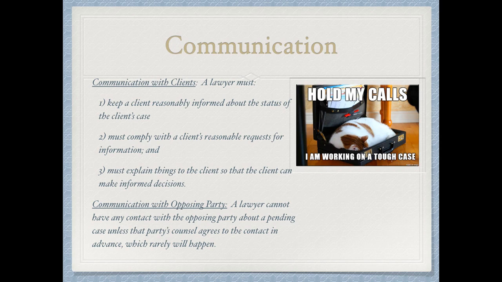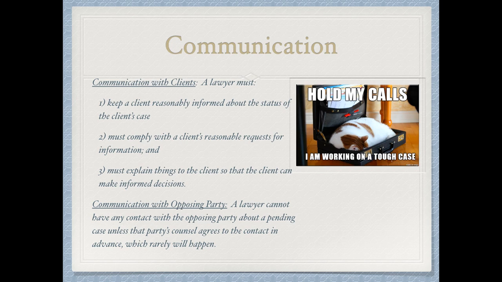I cannot, as the legal representative of Mary Smith, contact John. I have to contact John's attorney if I want to give any communication in that direction. The only time I can talk to John is if John's attorney says it's okay. That almost never happens. Okay, what if John doesn't have an attorney? Well, then I have to talk to John. He's representing himself. He's acting as his own attorney. So just like I could talk to his attorney, now I can talk to him. But anytime there is a situation where a client is represented by counsel, the only communication that can happen is with the other counsel.